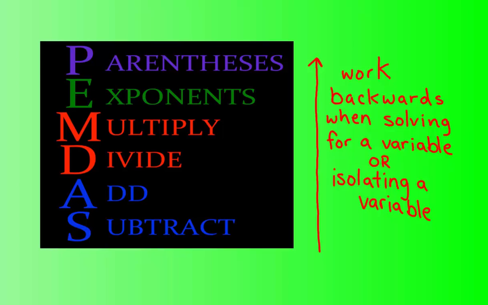Whenever you're solving for a variable or isolating a variable, if you keep the order of operations, PEMDAS, in mind, it will help you in that you begin with the bottom and start working your way back to the top. So always undo the adding and subtracting first, then undo multiplying and dividing, then move on to your exponents, and last do anything that is in parentheses.